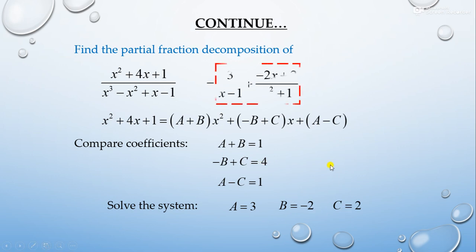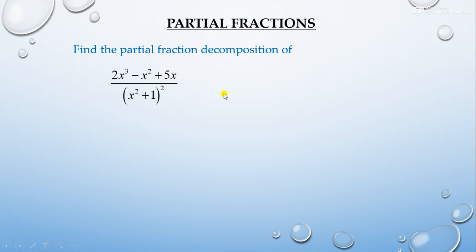So now put these values in our expected expression. That will give 3 upon x minus 1 plus minus 2x plus 2 upon x square plus 1. So that will be the partial fraction of the given expression. Clear how to do it? Okay, so let's take another example for this.